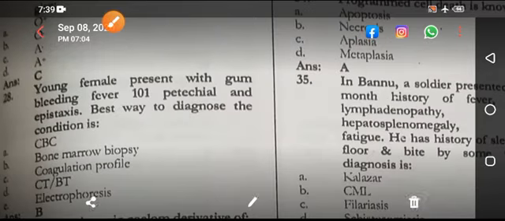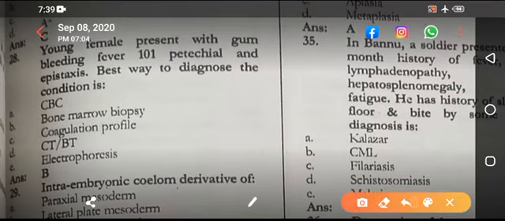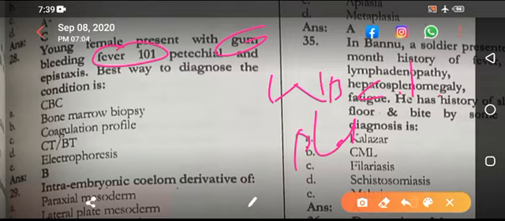A young female presents with gum bleeding and fever. Now fever shows a problem with WBC, which goes down. Gum bleeding shows a problem with platelets, which go down. And there may be a mention of anemia. So this is actually pancytopenia or bicytopenia.